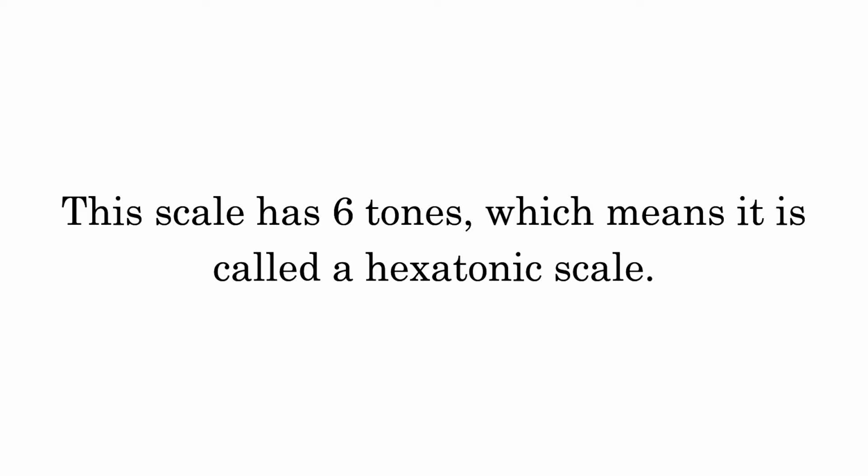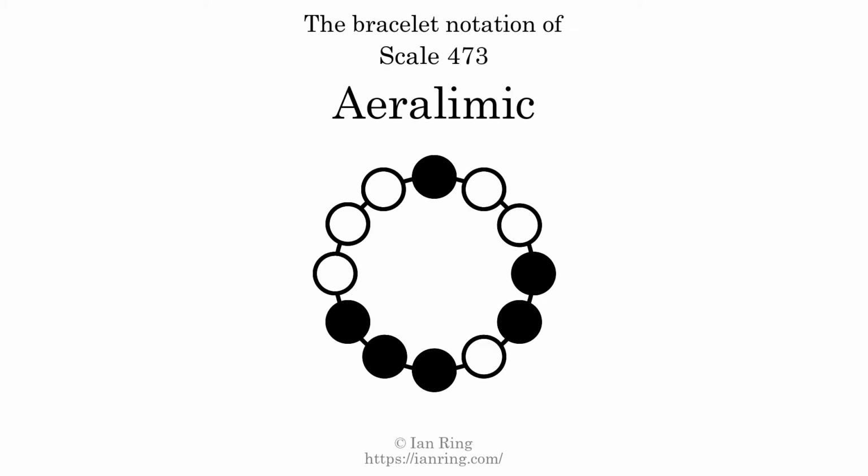This scale has 6 tones, which means it is called a hexatonic scale. This is a bracelet notation diagram of scale 473. The shaded circles represent tones that appear in the scale, and they are read clockwise, starting at the top.